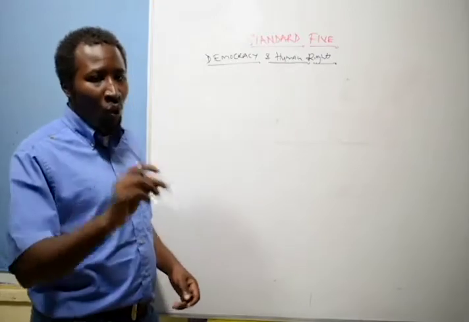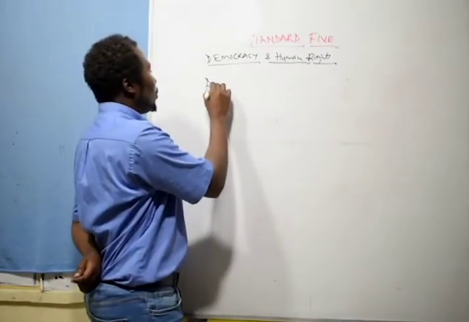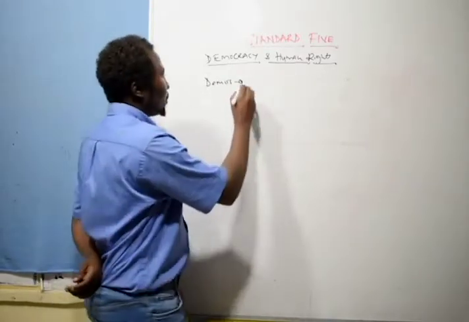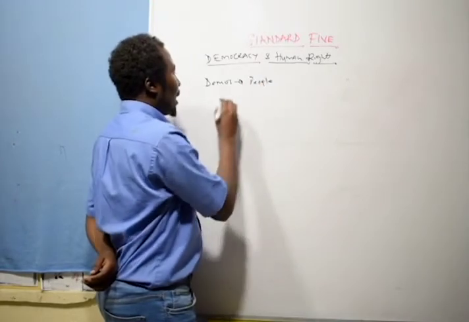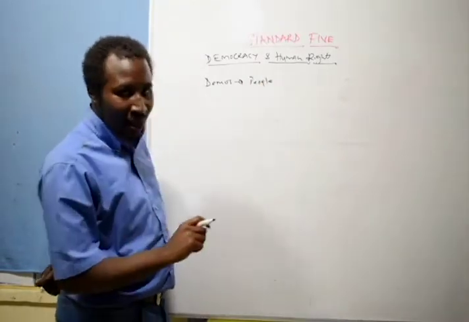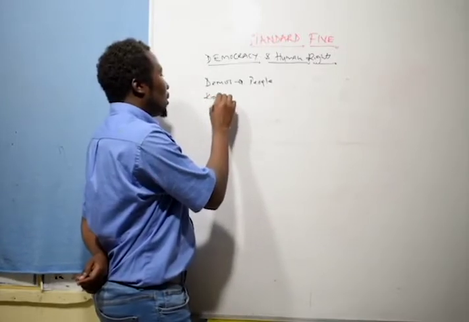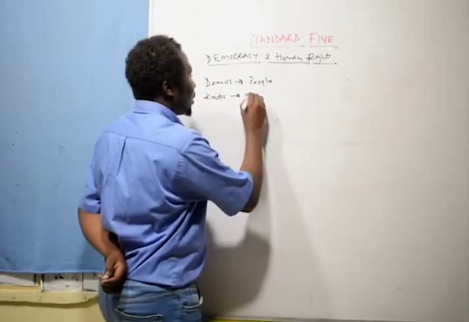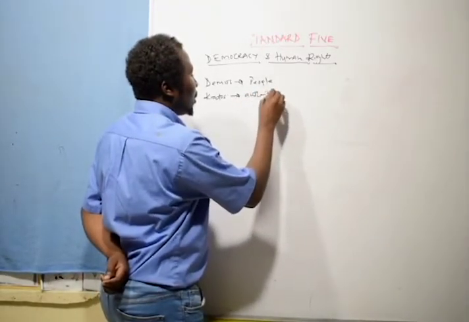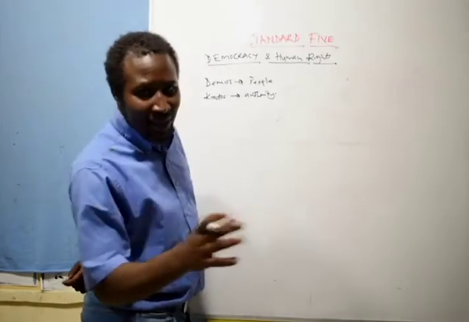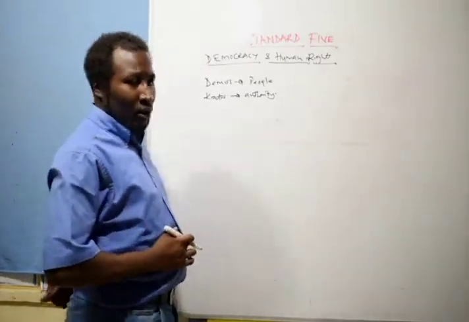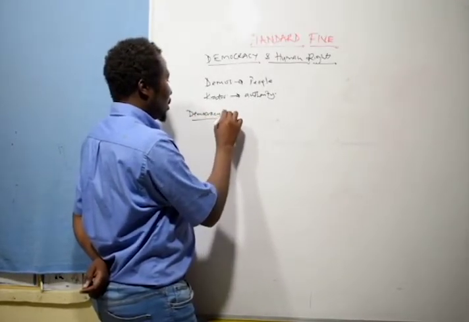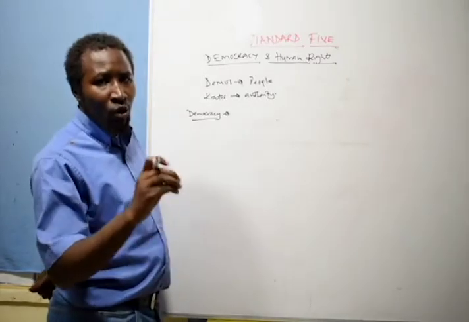Greek word, one known as demos. Demos means people. And the second word is kratos, which means authority. So what do we understand by the two words? So democracy, in short, means authority by the people.